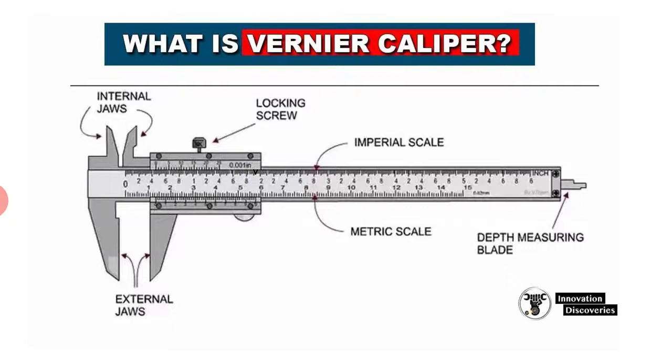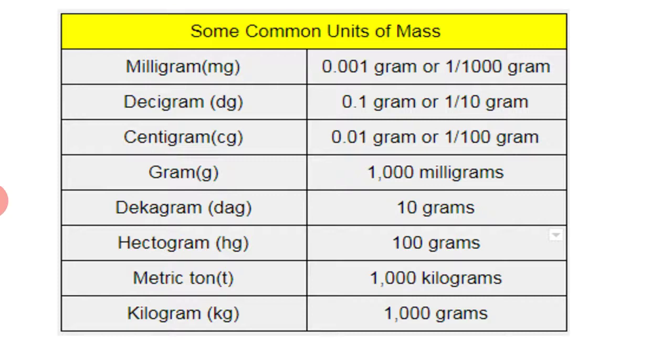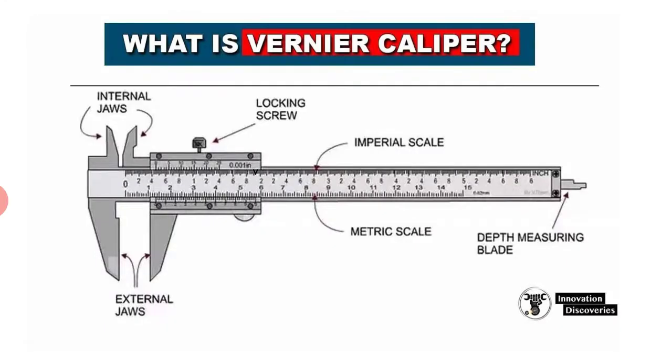A vernier scale is a visual aid to take an accurate measurement, a reading between two graduation markings on a linear scale by using mechanical interpolation, thereby increasing resolution and reducing measurement uncertainty. So this is it for length, and I hope you are all clear with the physical quantities also.